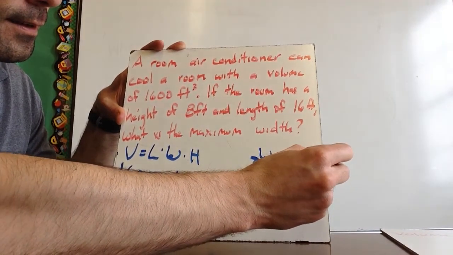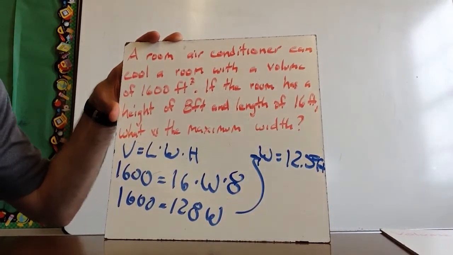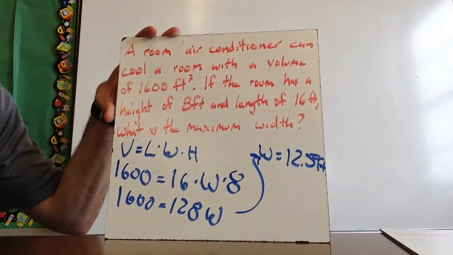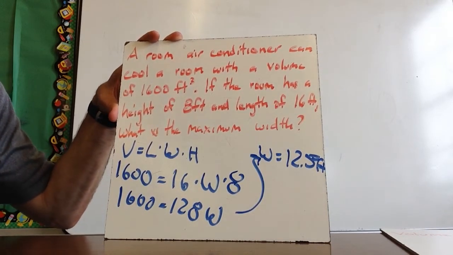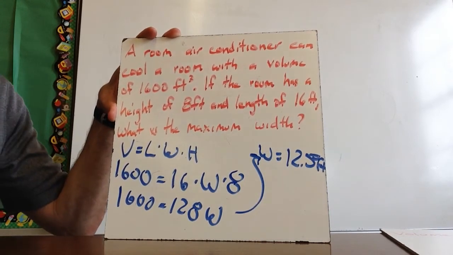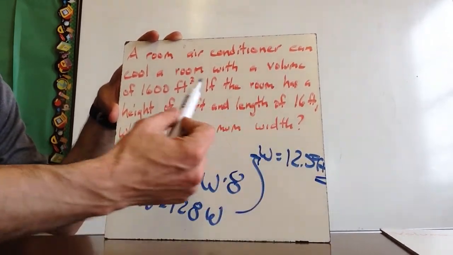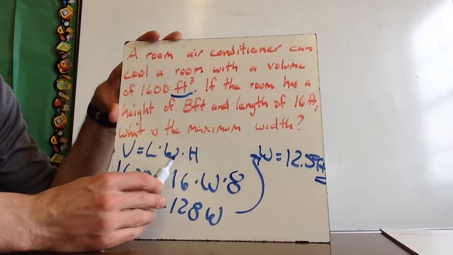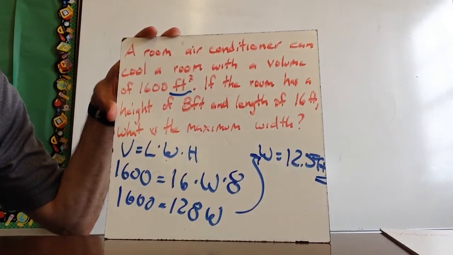feet, which means that my room can have a maximum width of 12.5 feet. If it's less than that, the air conditioner will be able to cool the room. If it's more than that, the air conditioner cannot cool the room. And remember, this is just feet, not cubic feet, because volume is cubic feet, and we talked about cubic feet up there. Now we're just talking about the width, and the width is just going to be in feet.